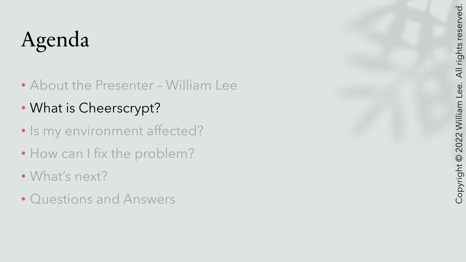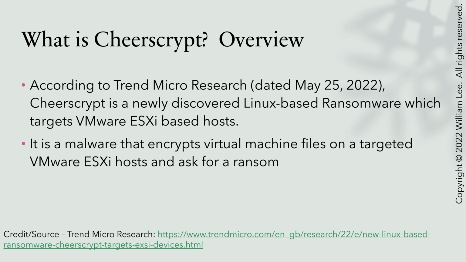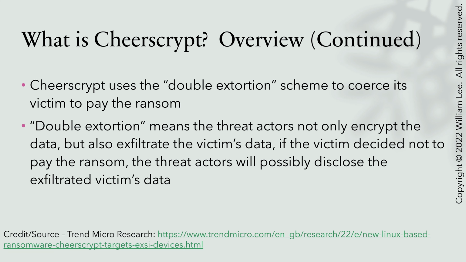What is Cheerscrypt ransomware? According to Trend Micro Research dated May 25, 2022, Cheerscrypt is a newly discovered Linux-based ransomware which targets VMware ESXi-based hosts. It is a malware that encrypts virtual machine files on targeted VMware ESXi hosts and asks for ransom. Cheerscrypt uses the double extortion scheme to coerce its victim to pay the ransom. Double extortion means the threat actors not only encrypt the data, but also exfiltrate the victim's data. If the victim decides not to pay the ransom, the threat actors will possibly disclose the exfiltrated victim's data.